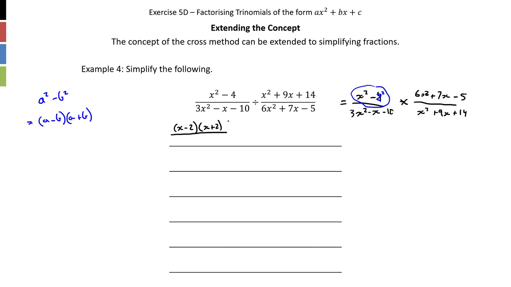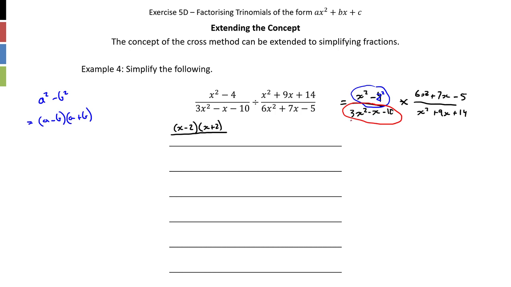There we go. So we've done that. Cool, we factorized the first numerator. Let's look at the first denominator. We're going to look at this bit here. 3x squared minus x minus 10.